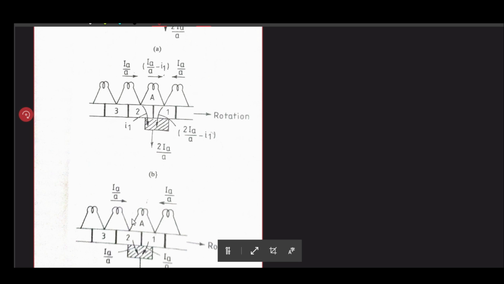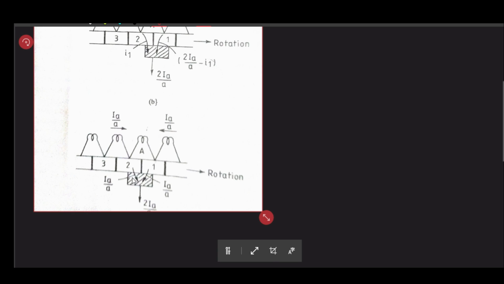Then, once the brush is shared equally, meaning it is equally in touch with both teeth, 1 and 2, this actually places a short circuit across coil A, and therefore current flows from the left and right coils, and A is not carrying any current.